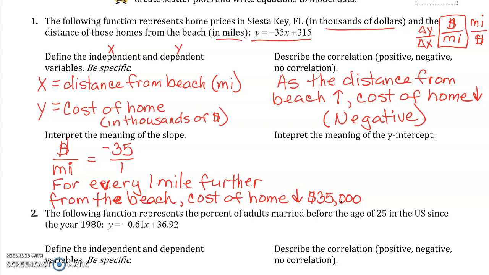So that's going in with our negative correlation about saying the closer to the beach, the higher the price of the home, the further from the beach, the lower the price of the home. So it all ties together.